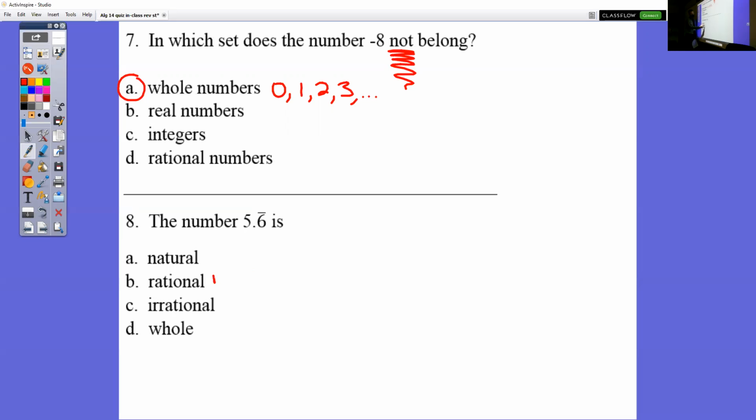.6 is a repeating decimal. Repeating decimals are included in rational numbers. Remember, irrational are your big, long, ugly decimals that don't repeat and don't end.